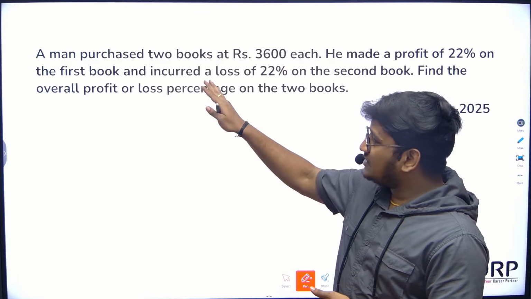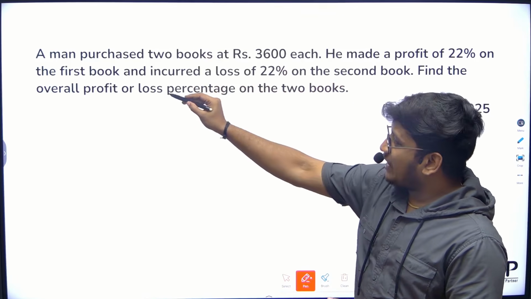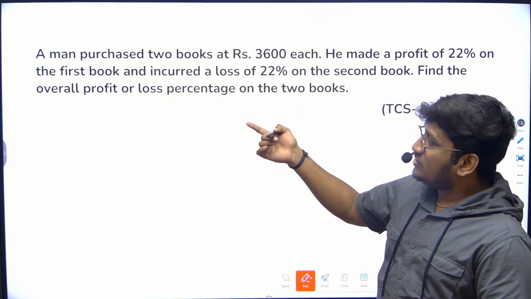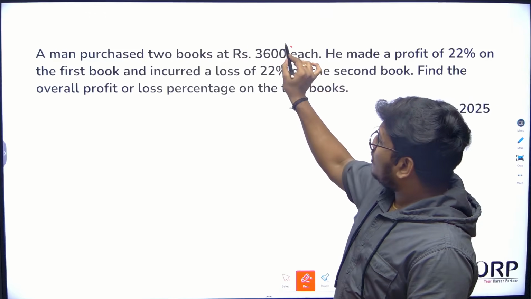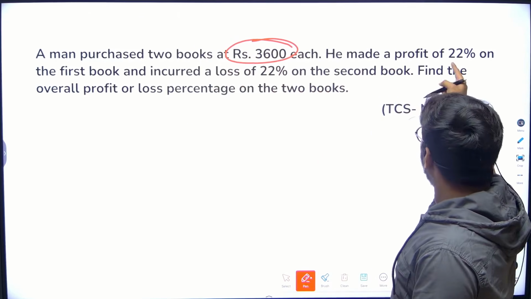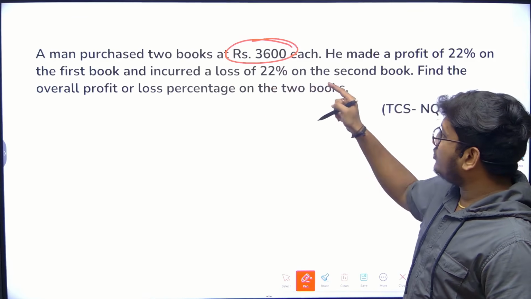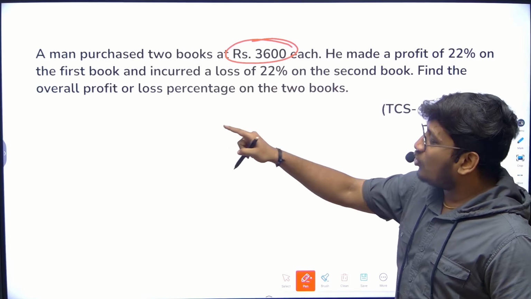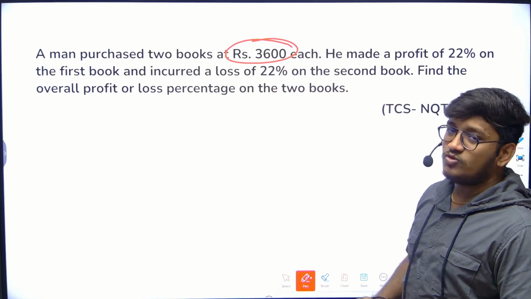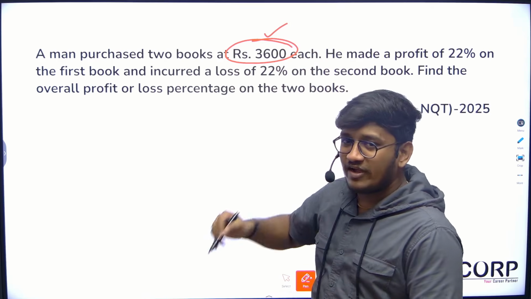So here in the previous session, we discussed when we have 2 selling prices. A man purchased 2 books for 3600 each. He made a profit of 22% on the first book and a loss of 22% on the second book. Find the overall profit or loss percentage on the 2 books. It's not about 3600 or 5600.